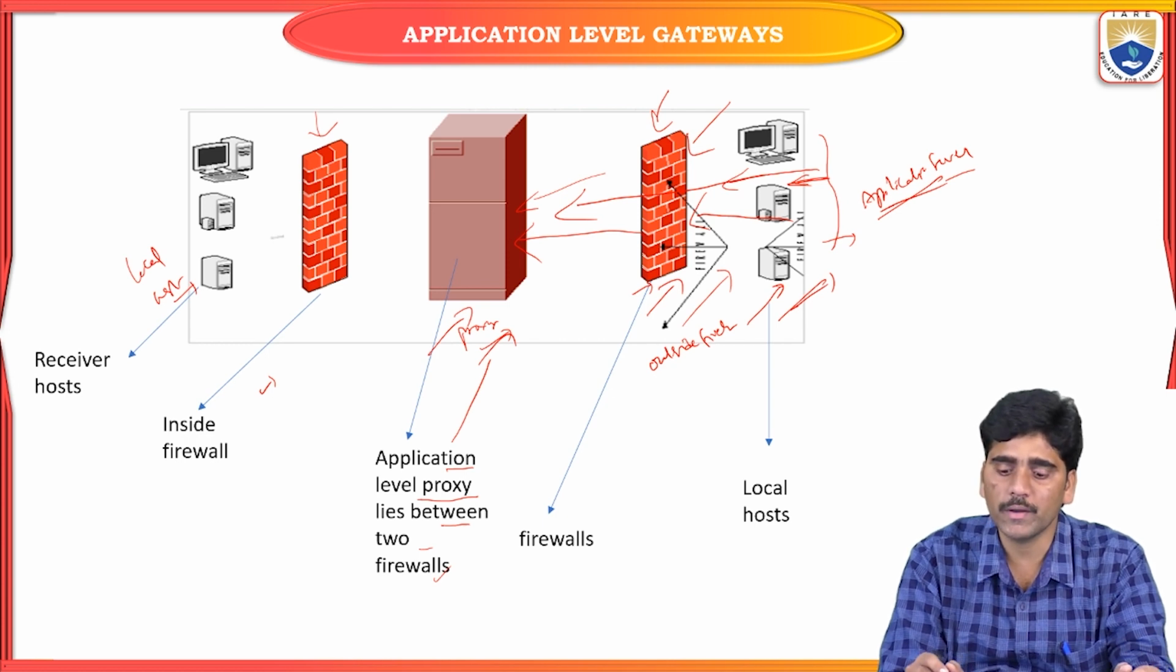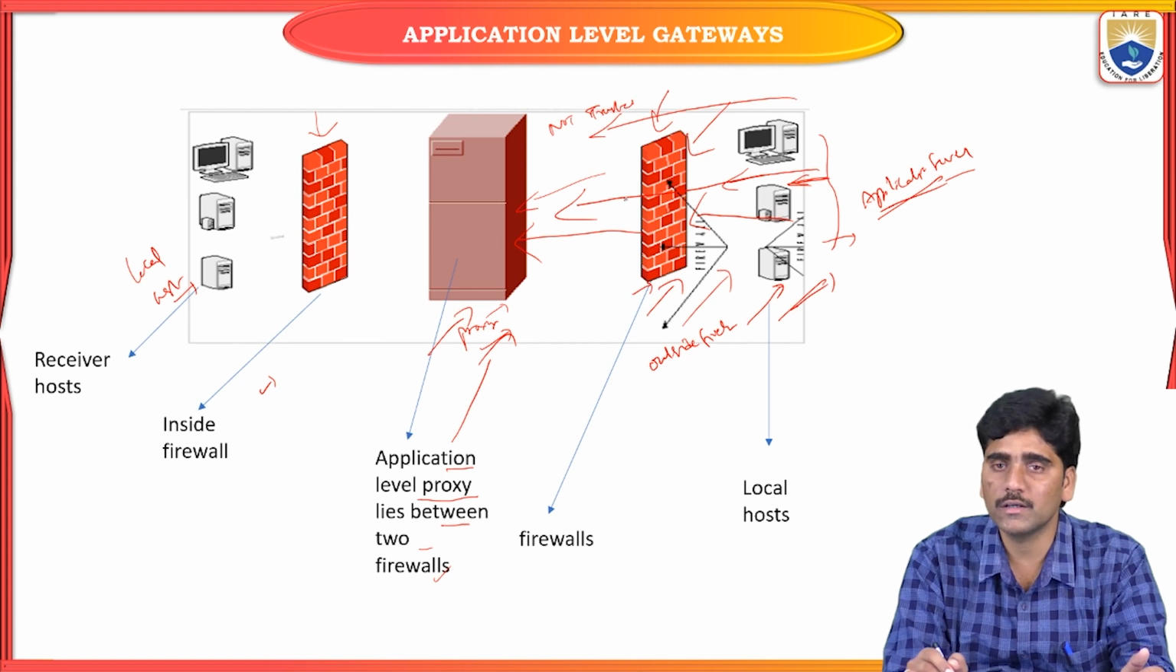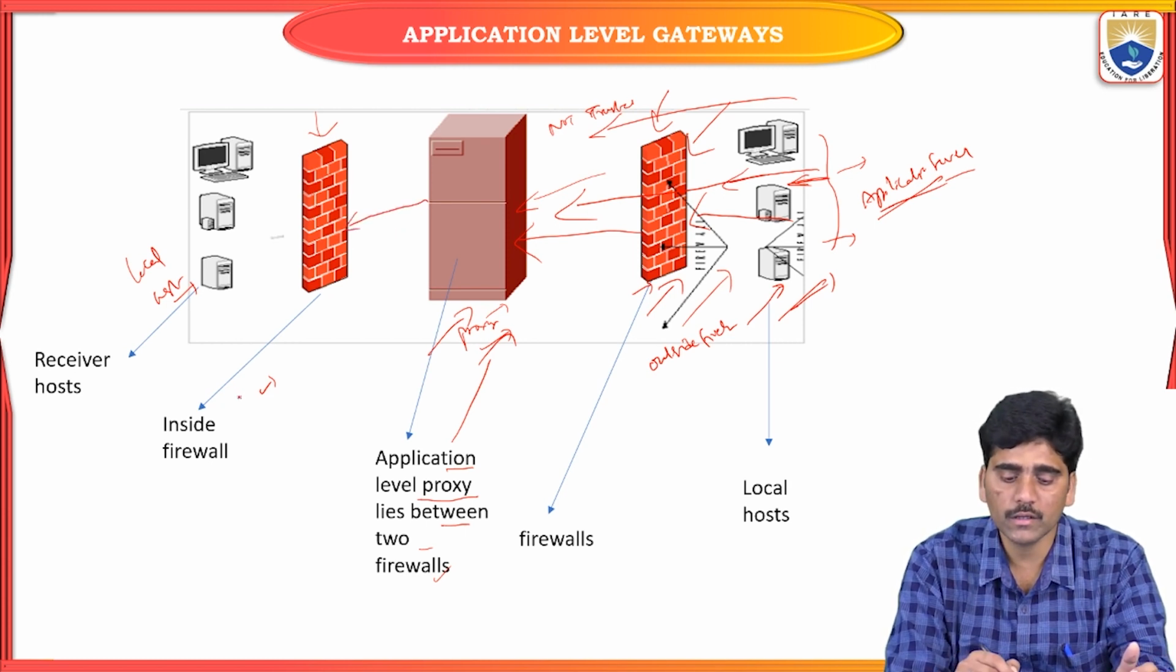intercept each and every packet, or each and every message, coming from the application server. If it is not trusted, if the incoming connection is not trusted, then the application level proxies stop all the data incoming from this application server. If the data is trusted, then automatically it forwards it to the inside firewall of the local host.